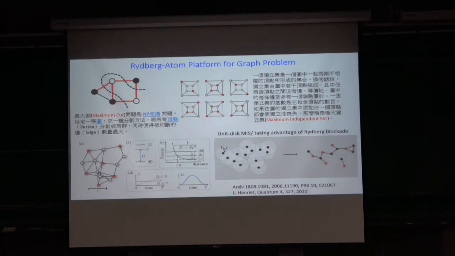And for Rydberg atoms, due to the Rydberg blockade, within a certain distance the other atom cannot be excited to a Rydberg state. So this shows that if you shine laser light to excite atoms to Rydberg states, you will be naturally prepared into the independent set. To be honest, I just looked at this a few days ago, so if you are interested, you can go look at this reference.